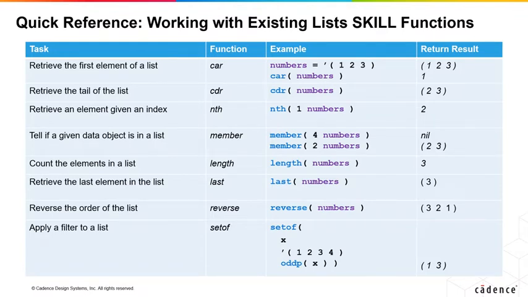Next we want to retrieve the tail of the list. To do this we would use the cdr function. Here in the example, we're going to use cdr and pass in the list numbers. It will then return to us the list 2, 3. So it returns the rest of the list after the first element.